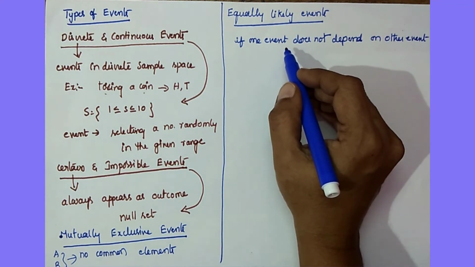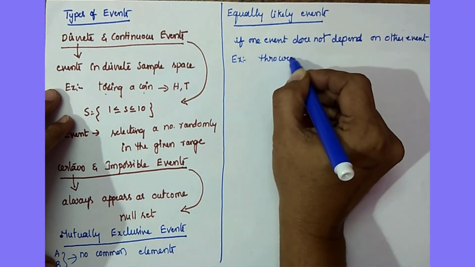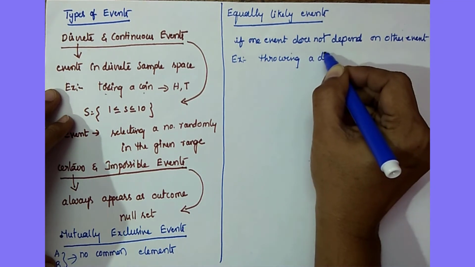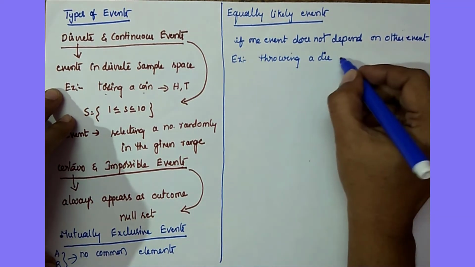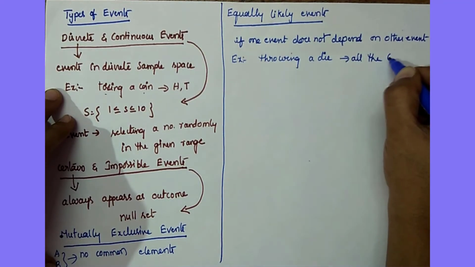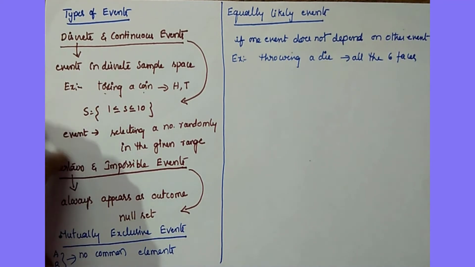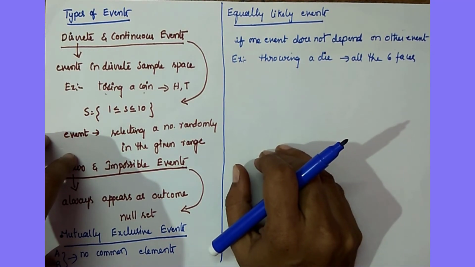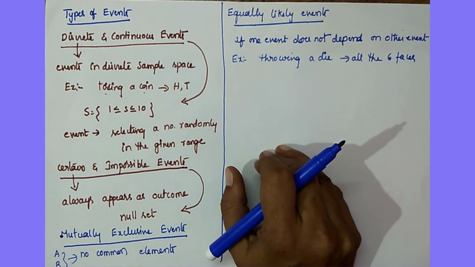Suppose, example, take throwing a die. All the 6 faces are equally likely events. 1, 2, 3, 4, 5, 6. All are equally likely. Once if you throw a die, definitely there is a chance of either 1 or 2 or 3 or 4 or 5 or 6. So those type of events are called equally likely events. Even in the example of tossing a coin, getting head or tail, these two events are called equally likely events.